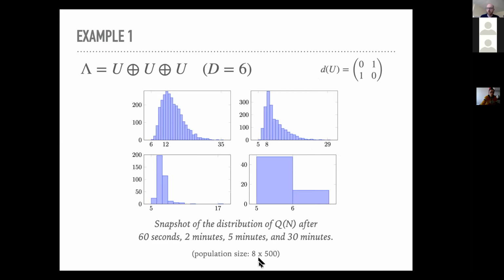And we set up, for example, what I show here, 8 populations, which each have 500 elements. And then you can see how the charge Q is distributed in these populations after 60 seconds, 2 minutes, 5 minutes, and 30 minutes. One sees that in the beginning, after 60 seconds, one still has a nice smooth distribution, where Q is localized around 12 or so. However, after half an hour, almost all Q have the value 5, and there are just a few left with 6. So the populations become much more uniform.